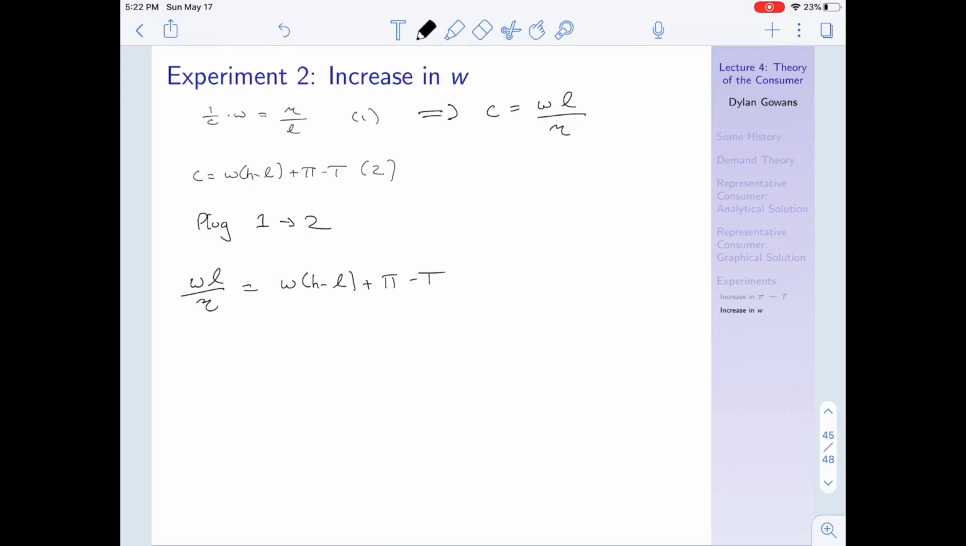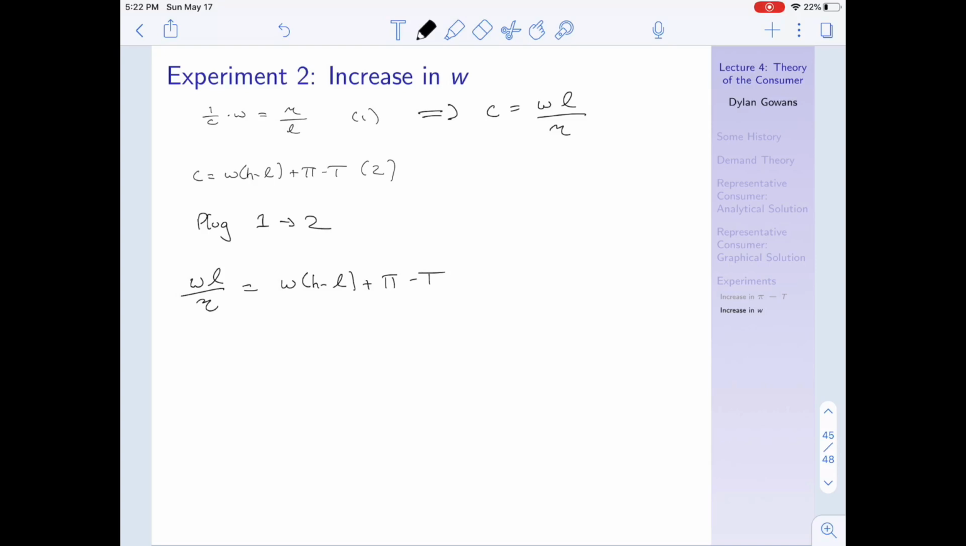Okay, and now just a few lines of rearranging. So now what I want to do, I guess I should have been specific, what we want to do right now is solve for leisure. We want to figure out what the optimal leisure is, and we'll use that to figure out what labor supply is, because once we know leisure, we just subtract it from total hours to get labor supply. So right now what we're trying to do is solve for leisure.